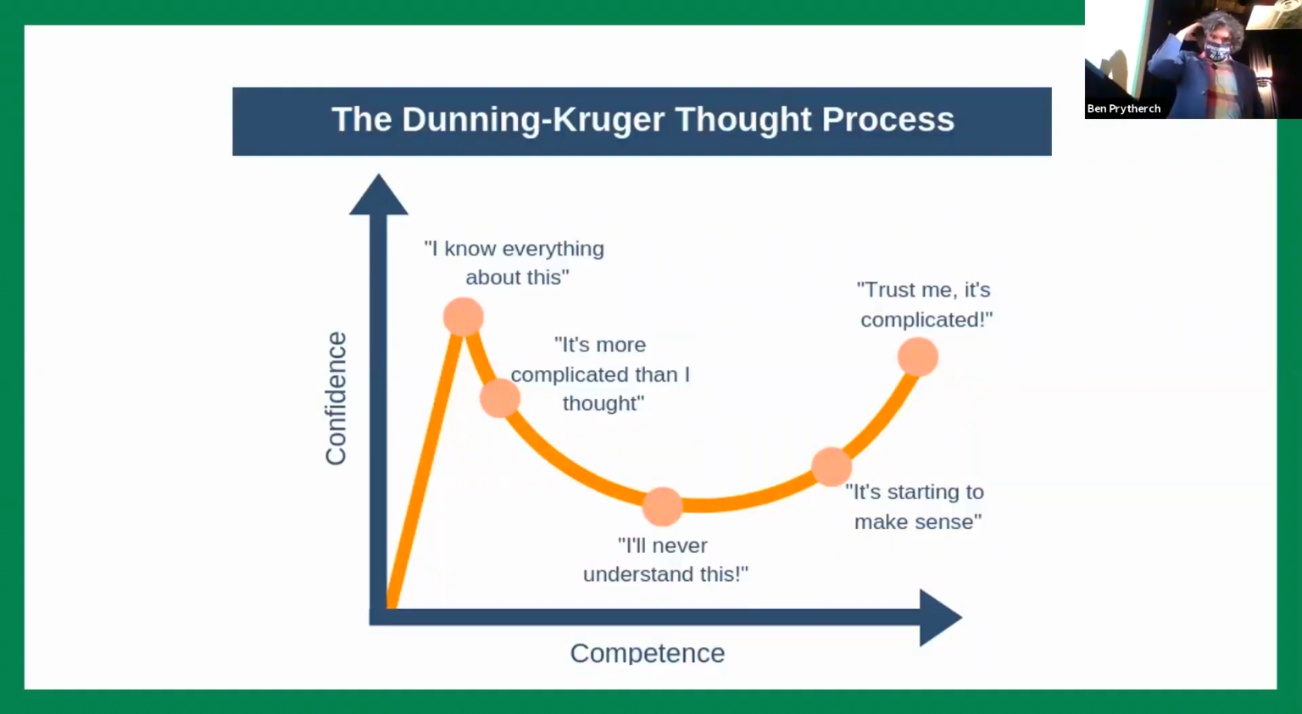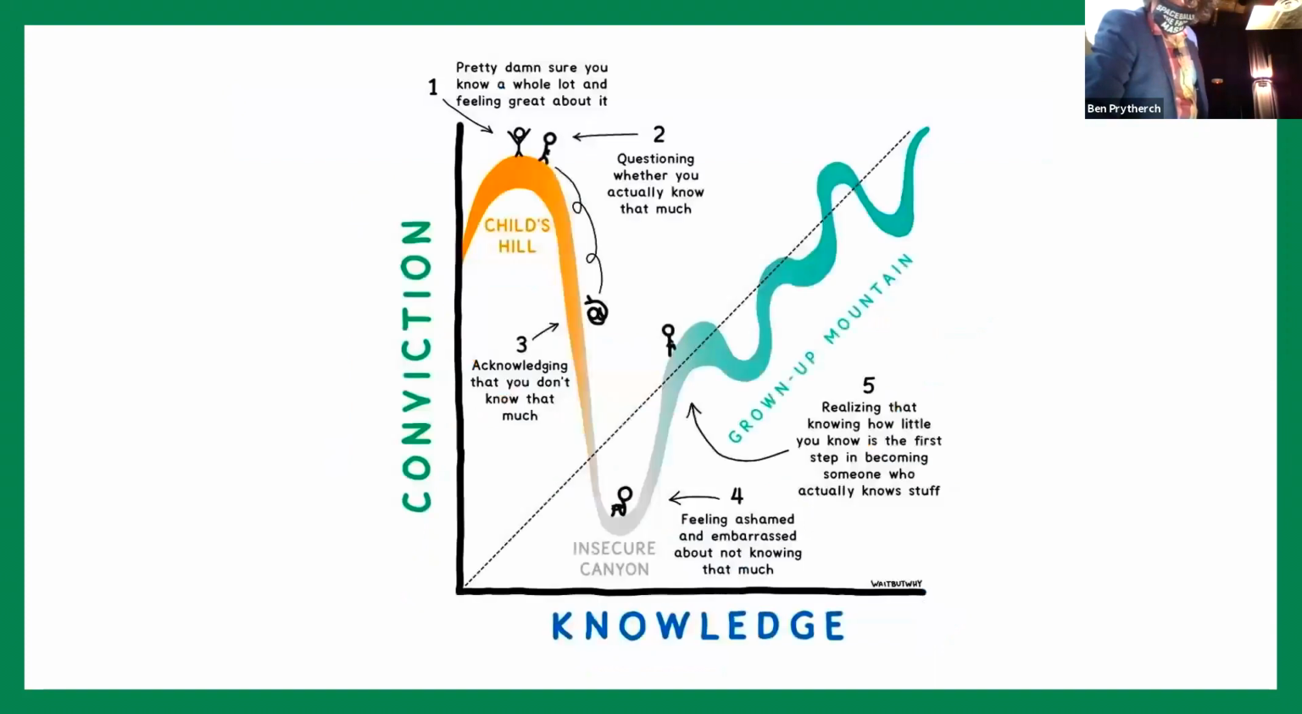Let's see, the Dunning-Kruger thought process, same deal. I know everything. It's more complicated than I thought. I'll never understand. It's starting to make sense. Trust me, it's complicated. Okay. All right. This one like bounces up and down a little bit.